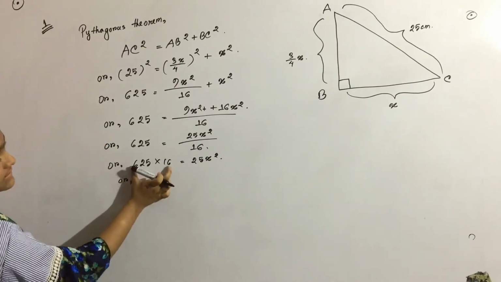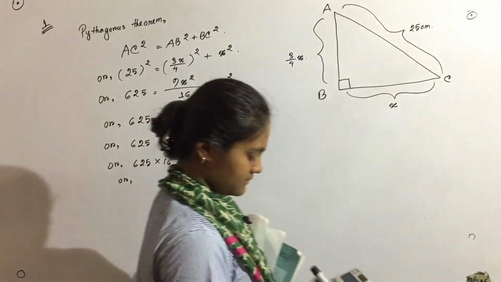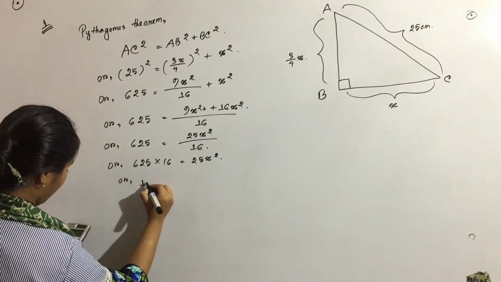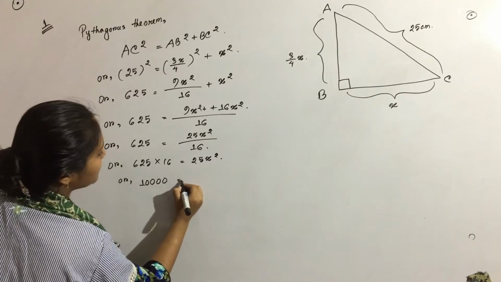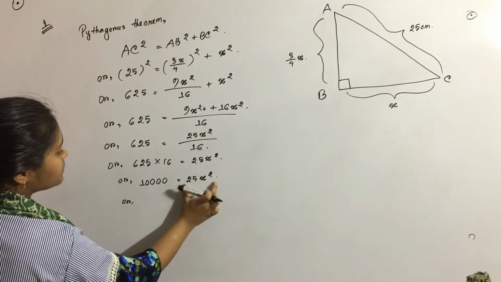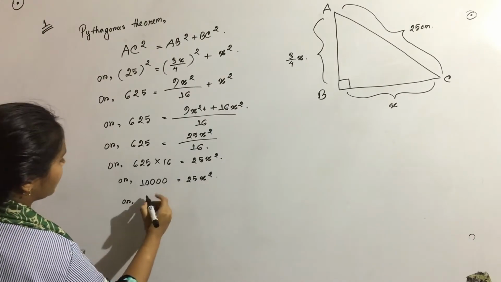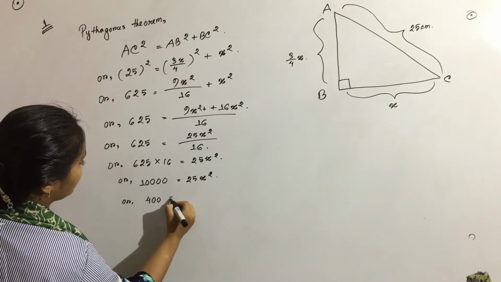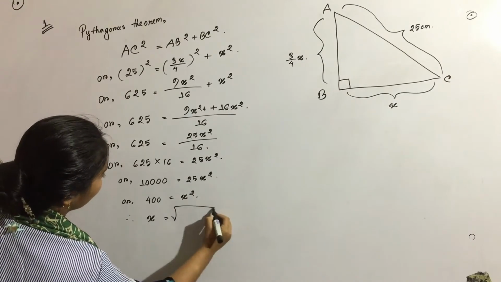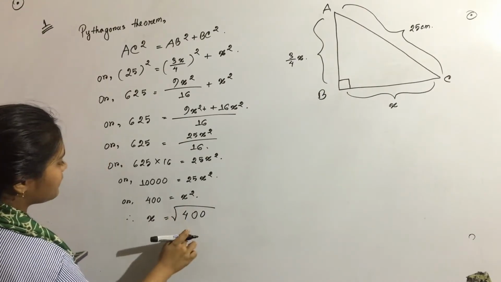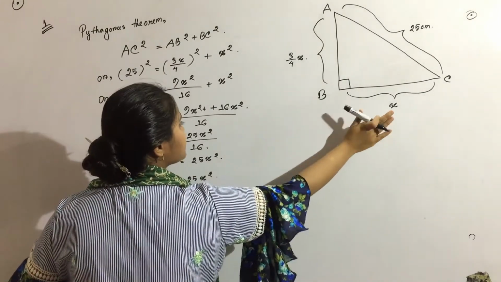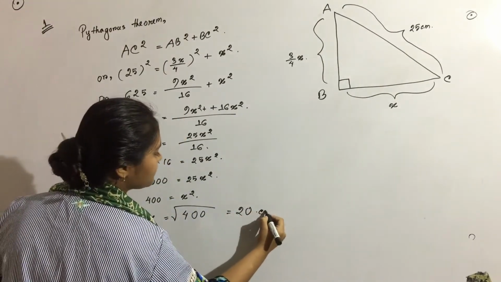Now we will calculate this part. We can see that this part equals 10,000 equals 25x square. This 25 will come in division on this part. So 400 equals x square. So we can see that x will be root over 400. As the square will be square root on this part, it will result in 20. Therefore, side x, that is side BC, equals 20 centimeter.